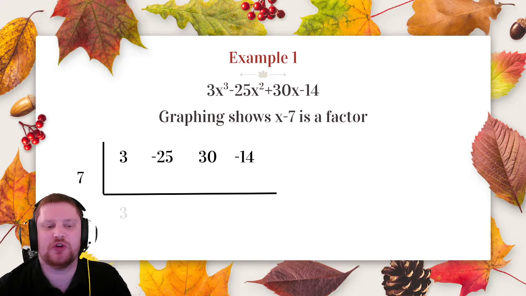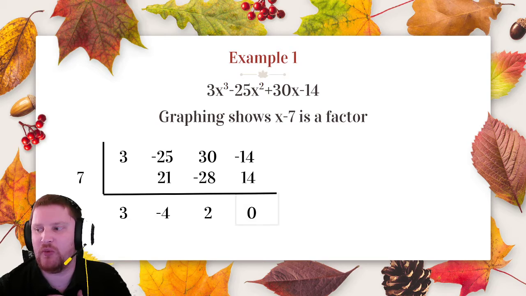Synthetic division: you'll drop down your 3. 3 times 7 is 21. Negative 25 plus 21 is negative 4. Multiplying that again by 7, you get negative 28. 30 minus 28 is 2. 7 times 2 is 14. And negative 14 plus 14 is 0.